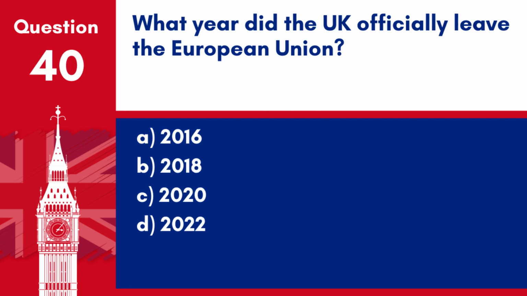Question 40. What year did the UK officially leave the European Union? A. 2016. B. 2018. C. 2020. D. 2022. Answer C. 2020. The UK officially left the European Union in the year 2020.